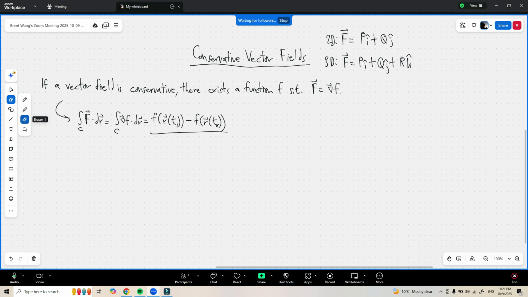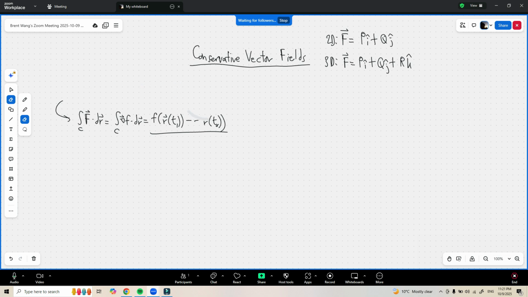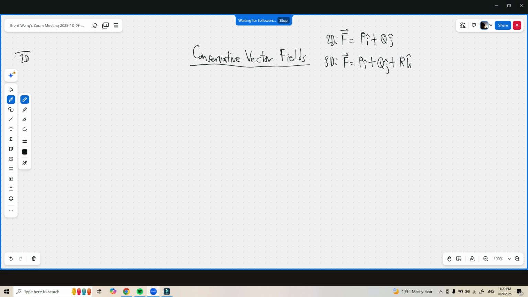So I have two examples, and both of these vector fields, 2D and 3D, are conservative. I'm going to show you how to prove they're conservative, and if they are, how to evaluate integrals knowing that the vector field is conservative. So here's a 2D example. Let's say we have a vector field F equal to (1 plus xy) times e to the xy in the i direction, plus x squared e to the xy in the j direction.